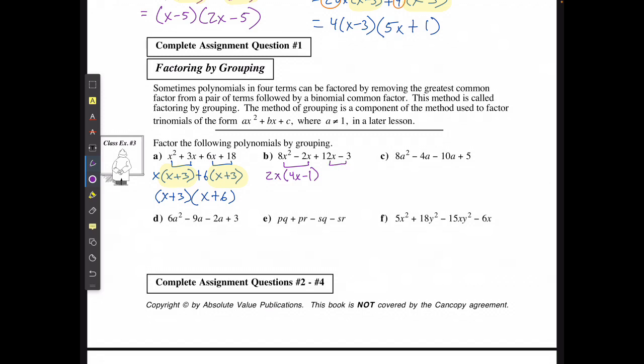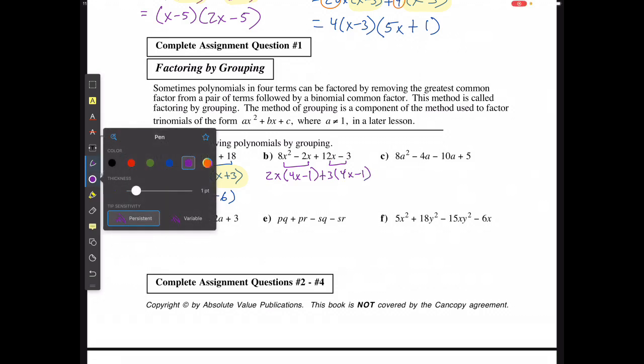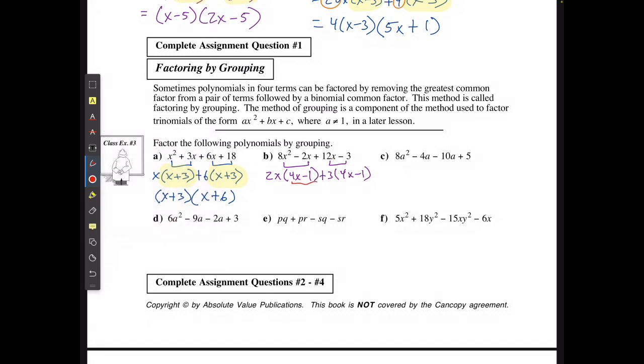The second two terms have a common factor of 3. And when I divide the 3 from both of these, I'm left with 4x minus 1. Now I know I've done it properly because I have the same factor. So I can divide both these terms by 4x minus 1 and then group together what is left, the 2x plus 3.